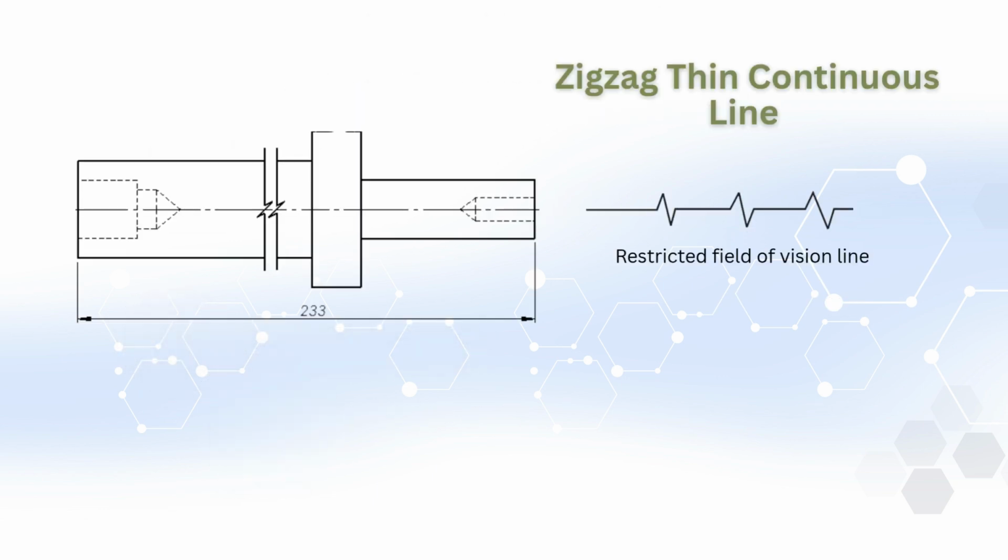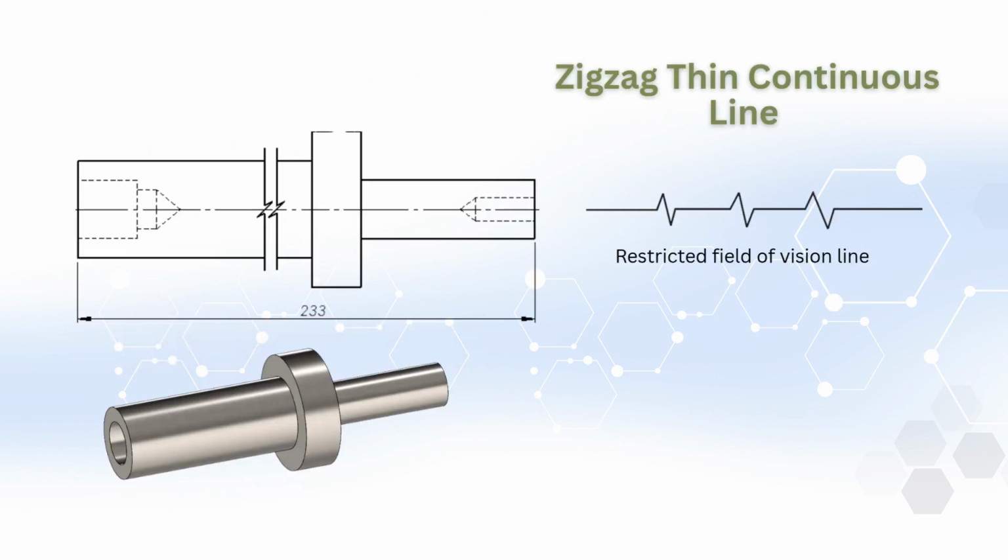Zigzag line. This line is used to represent long sections. While a freehand line is sufficient for short sections, a zigzag line is preferred when only a part of a long object needs to be shown. For example, in the drawing of a shaft, pipe, or rod, instead of illustrating the entire length, only a specific portion of the part is drawn. The zigzag line in this case indicates that the remaining portion continues in the same shape and form.